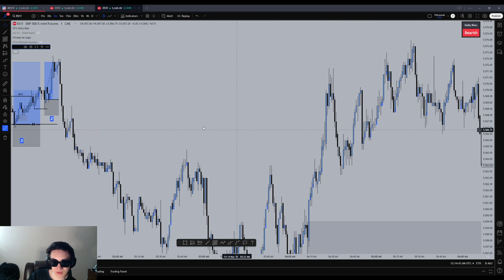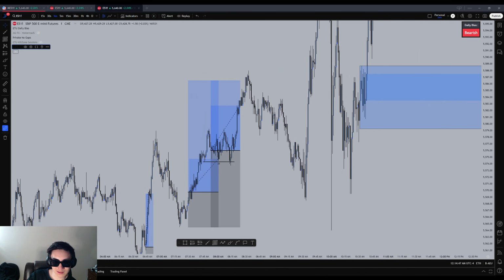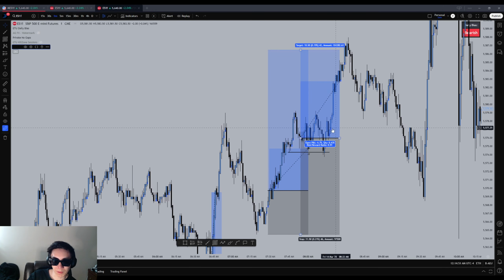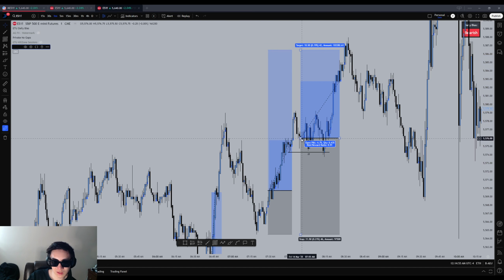But again, it all depends on personal preference, how aggressive you are with your scale in. Even if you do a non-aggressive approach like this, you're still gaining more benefit than cons, because your con is basically roughly the same on your downside, but you're just increasing your upside, right?